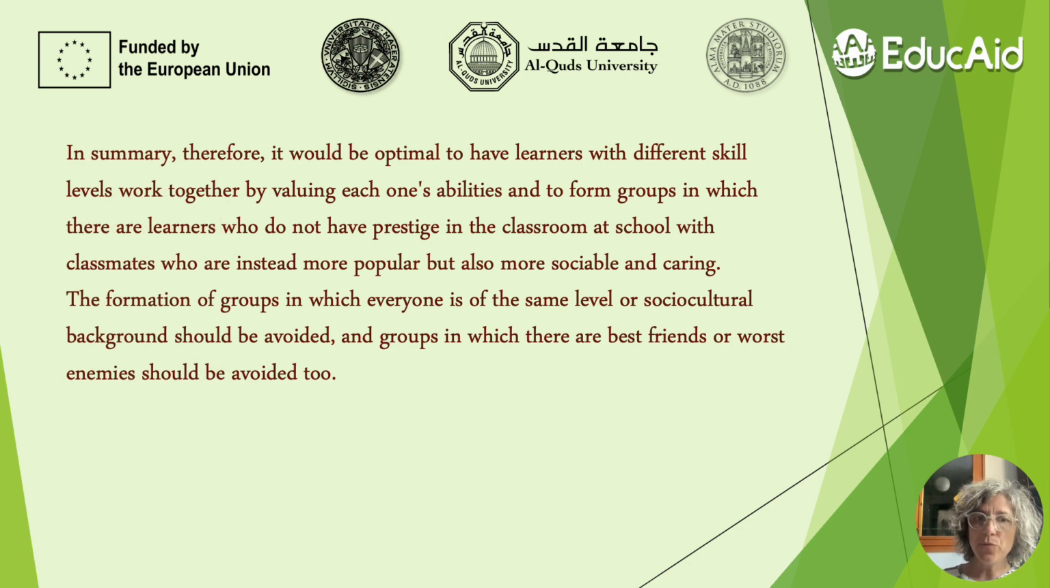In summary, therefore, it will be optimal to have learners with different skill levels working together by valuing each one's abilities, and to form groups in which there are learners who don't have prestige in the classroom at school, with classmates who are instead more popular, but also more sociable and caring. The formation of groups in which everyone is of the same level or sociocultural background should be avoided, and groups in which there are best friends or worst enemies should also be avoided.